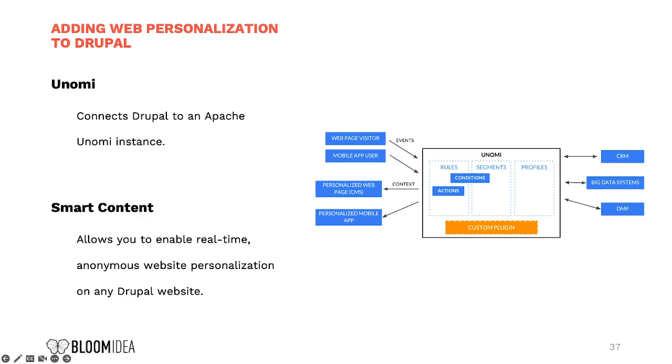This is a native solution to Drupal, Smart Content. It's very good, it's native. And then you have a module, Unomi, that connects to the Apache Unomi project also. It's more advanced. I think there's a workshop happening during DrupalCon just about Unomi. It's for more advanced solutions.